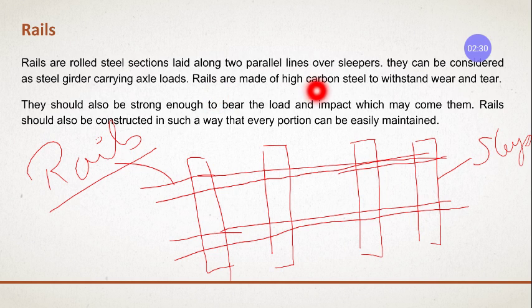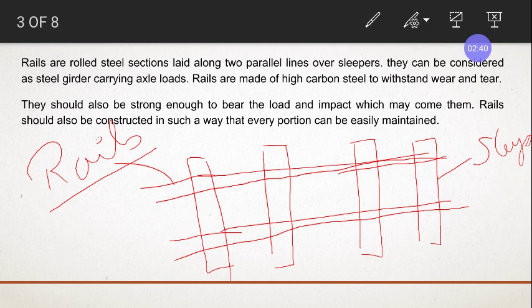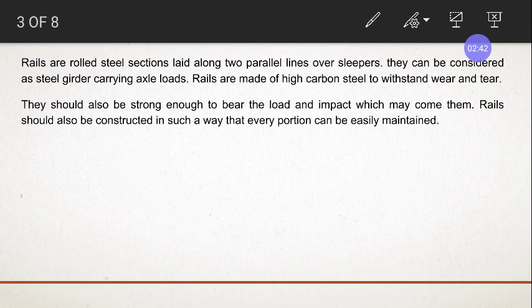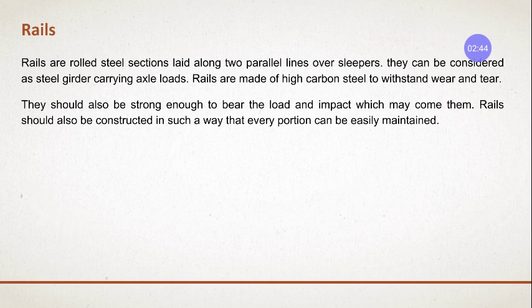The rails are made up of high carbon steel to withstand the wear and tear. The rails should be constructed in such a way that every portion can be easily maintained. It should not have very complex designs. It should be very easy so that the maintenance becomes easy.